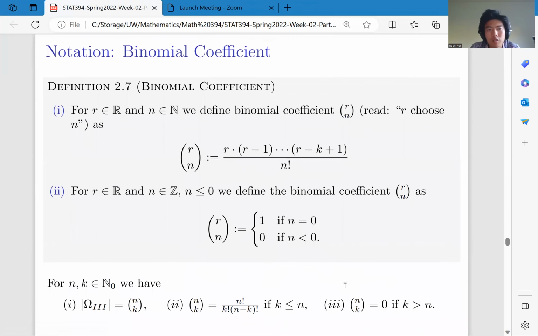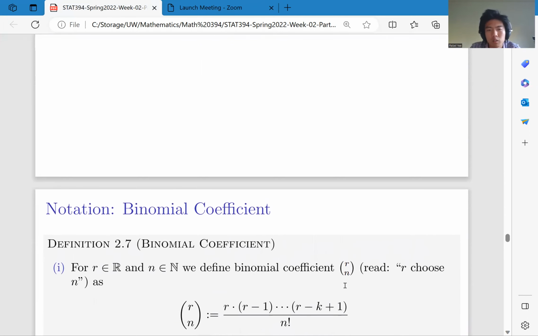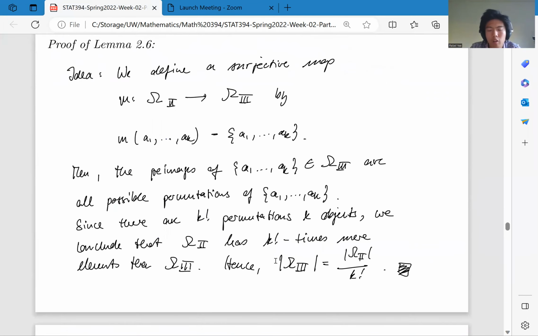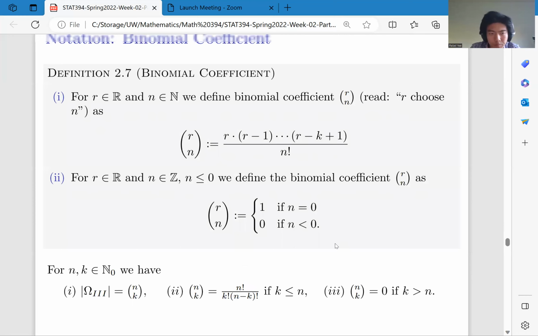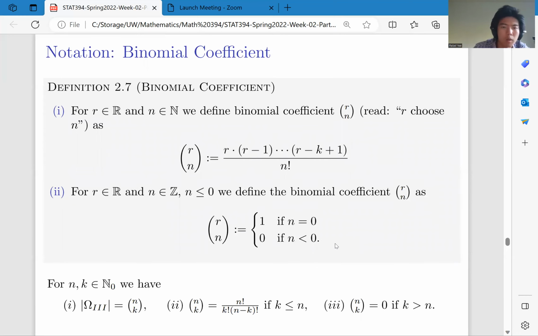So maybe we will introduce a new definition called the binomial coefficient. The binomial coefficient is used in a binomial model, which we'll talk about later. And in this case, we'll describe the cardinality of model 3's sample space as a binomial coefficient. So first, what is the binomial coefficient?